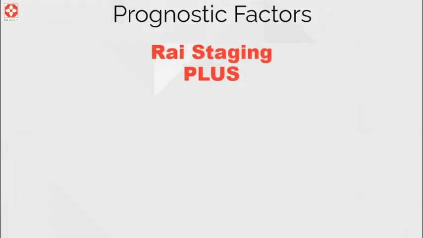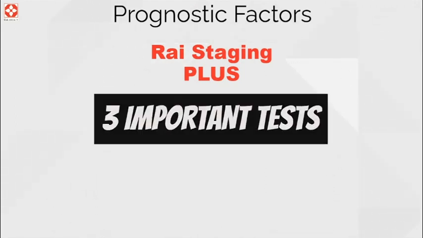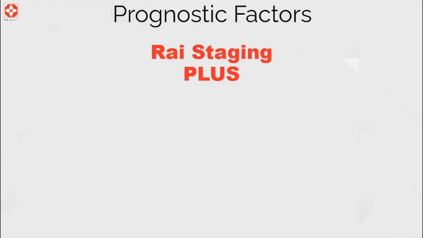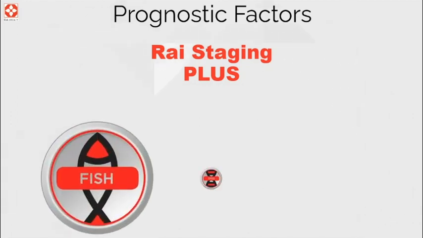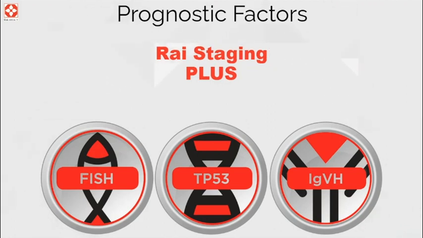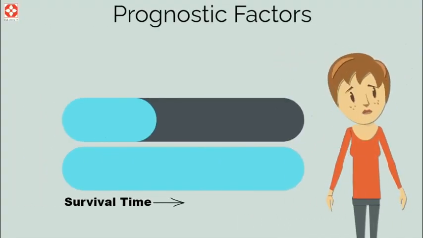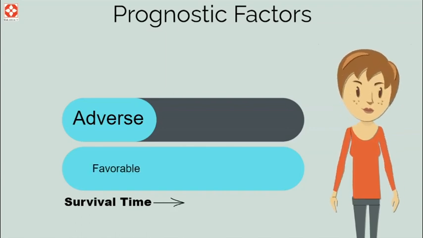Along with staging, there are a minimum of 3 tests that should be performed upon diagnosis to help determine an individual's prognostic factors. These tests are called FISH, TP53, and IGVH, and are usually obtained from a blood sample, although they can be tested using a sample of bone marrow. Prognostic factors that tend to be linked with shorter survival times are called adverse prognostic factors. Those that predict longer survival times are called favorable prognostic factors.